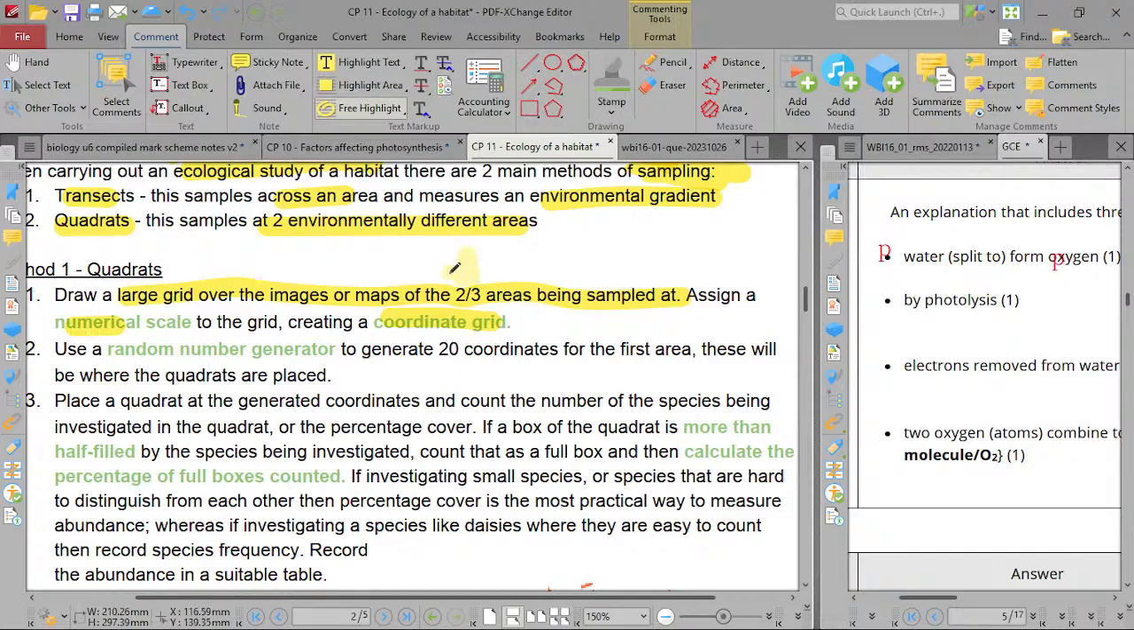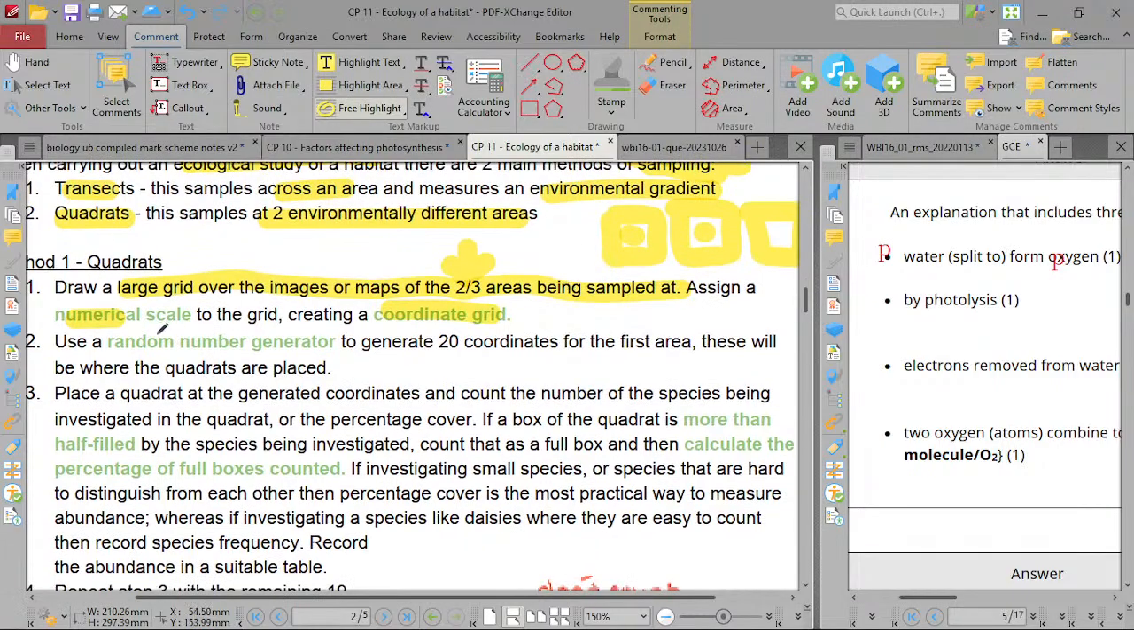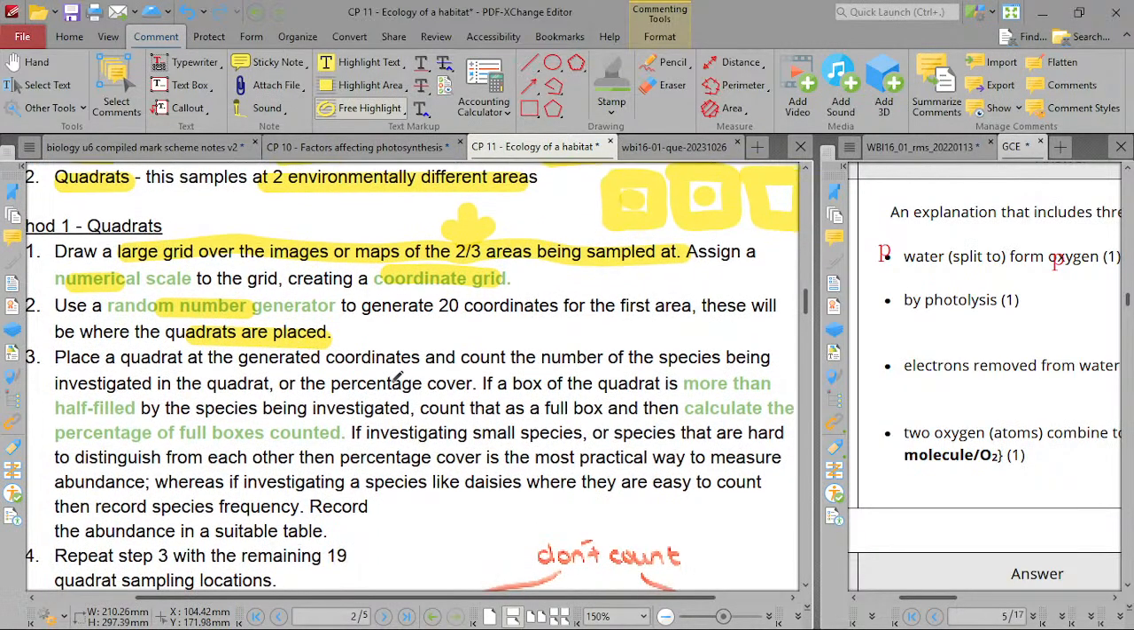So we have an image or map of 2 out of 3 areas being sampled. 2 out of 3 is to make it even more random, right? So we have 3 images. Out of 3 of them, you take 2 and you draw a large grid over them, assigning a numerical scale to the grid or labeling the axes, and creating a coordinate grid. Then we take a random number generator to generate 20 coordinates for the first area, which is where the quadrats will be placed. Placing the quadrat at the generated coordinates and counting the number of the species being investigated in the quadrat or percentage cover. So this is important.